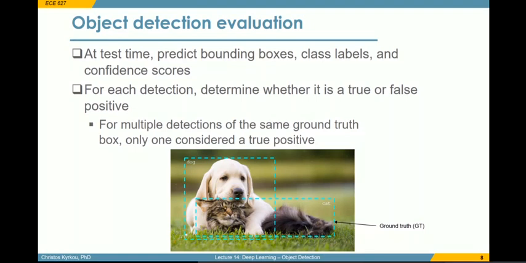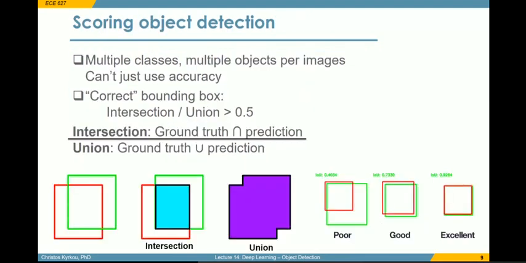And another assumption is that for any object, we only want to select one prediction. So in this example here, we have some predictions with the ground truths. And essentially for the dog, we have two possible predictions, and we want to decide which one to pick. The question is, how do we decide what is the correct prediction? So to score each of these predictions, we use the metric of intersection over union.